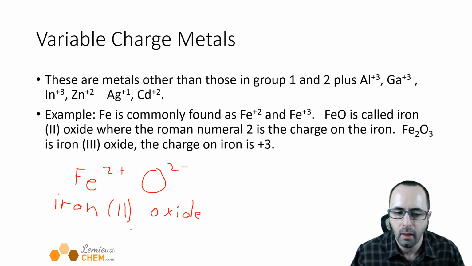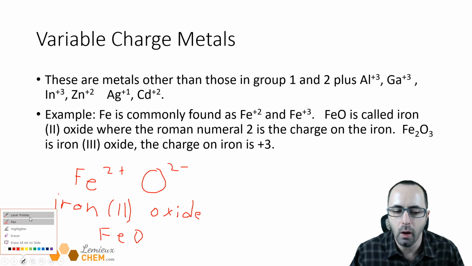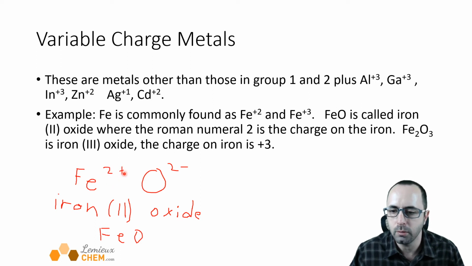Okay, and now we can write the formula here. The formula is FeO. So these were the ions here, one iron ion and one oxide ion. Their charges cancel, so we only need one of each. But notice this isn't called iron 2 oxide because there's a 2 here. There isn't. It's called iron 2 oxide because the iron is +2 charge. Likewise, in Fe2O3, the iron is +3 charge.